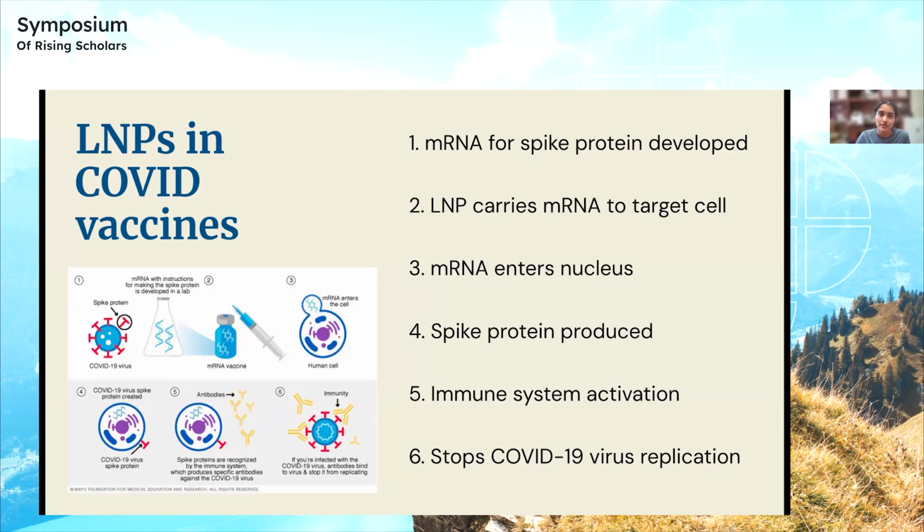In the case of COVID-19, the target cells were muscle cells because they're rich in blood supply, so they can create the proteins much quicker and more efficiently. Then the mRNA enters the nucleus, where it can be turned into the spike protein through translation, and then the spike proteins are expressed on the surface of the cell, and the immune system is then activated, and the antibodies can then recognize these spike proteins and attack COVID-19 viruses that are found in the body and stop replication.